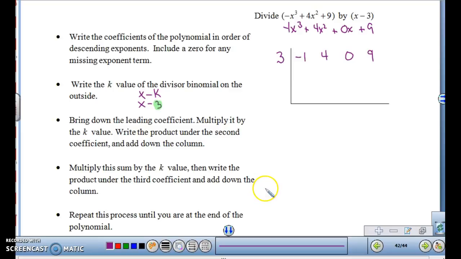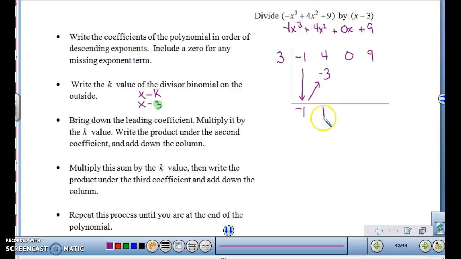So here is the process. We bring down the leading coefficient. This comes down here to be negative 1. And then we treat it like long division. We multiply. 3 times negative 1 is negative 3, and we put that here. Now add down the columns. So we multiply by the k value, write the product here, and add down the column. 4 plus negative 3 is 1.